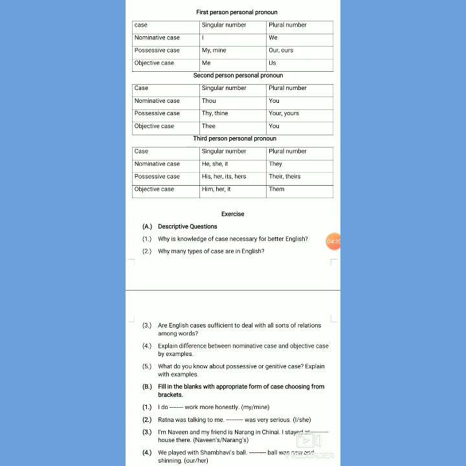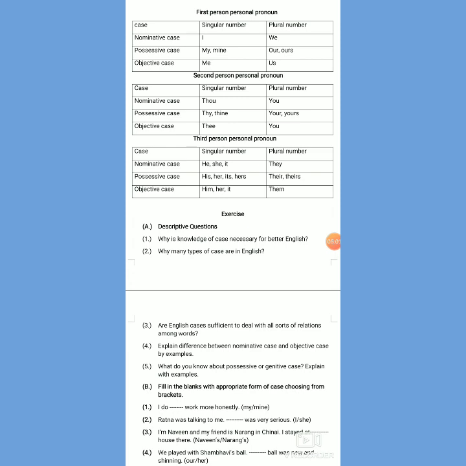His is the third person pronoun of the possessive case of singular number for masculine gender. Her is the third person pronoun of possessive case of singular number for feminine gender. Its and hers: its is the third person pronoun in possessive case of singular number for neutral gender, and hers is of feminine gender. Their and theirs are the third person pronouns of possessive case in plural number for all genders.